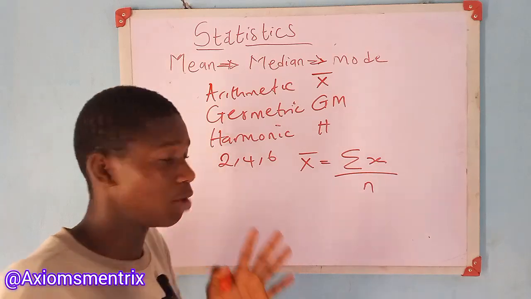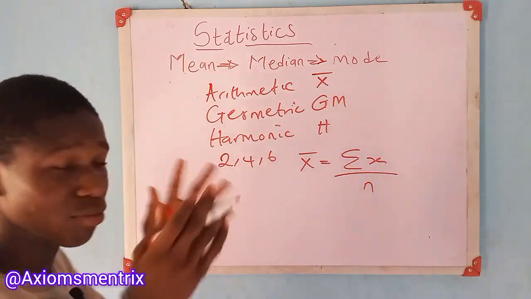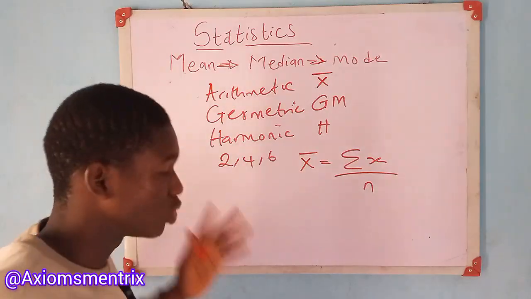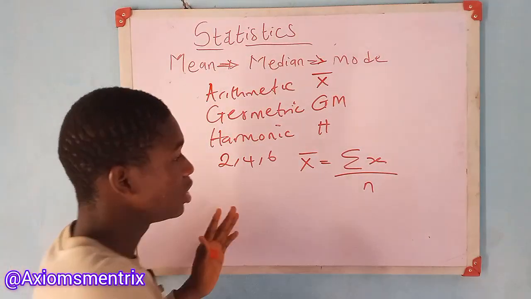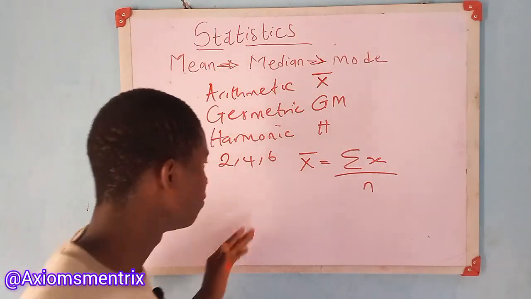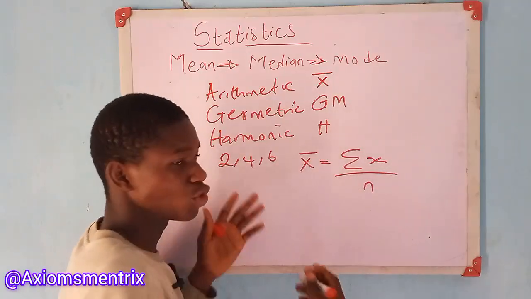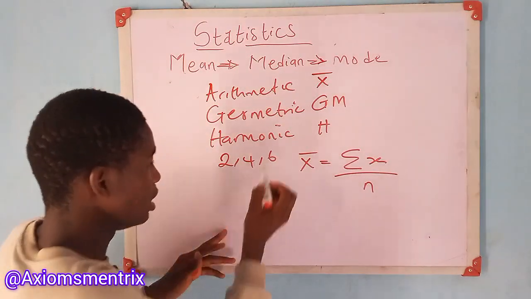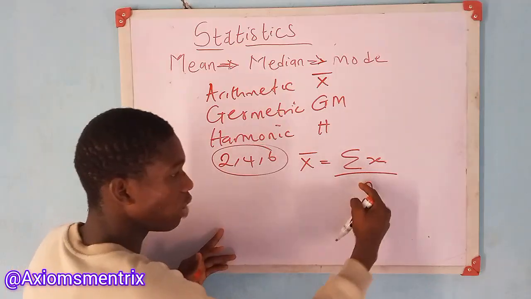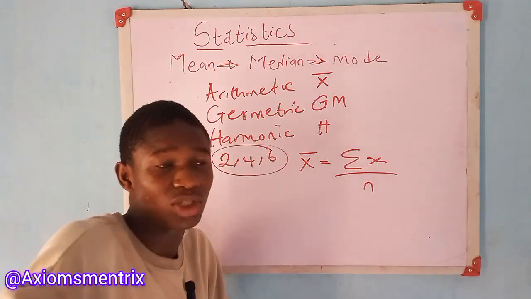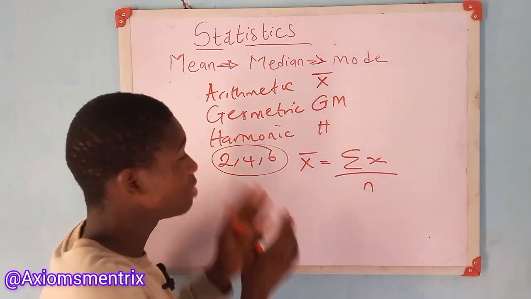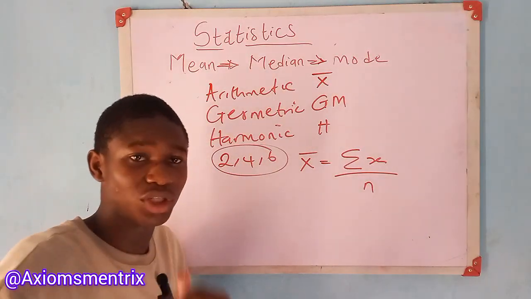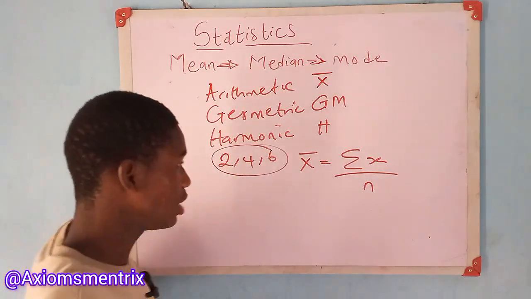In the calculation of mean, median and mode, we have both grouped and ungrouped data. But in today's video, we're talking mainly about ungrouped data. Summation of x means adding everything here together, all over n, the number of pieces of data. So the arithmetic mean can be defined as the summation of all the data divided by the pieces of data. Let's do that now.